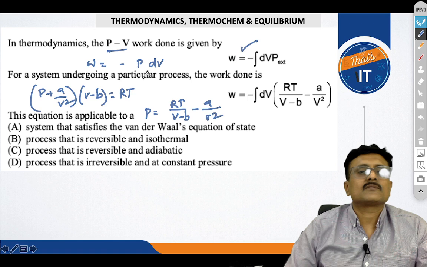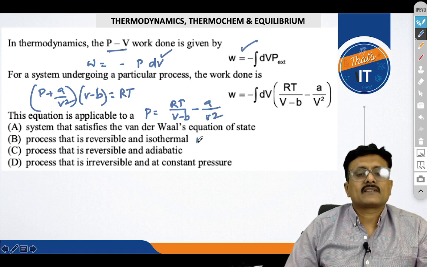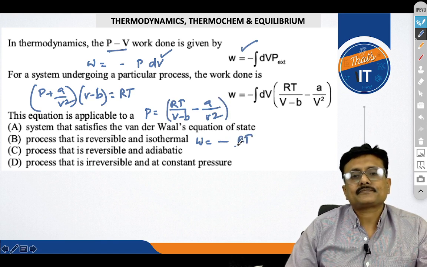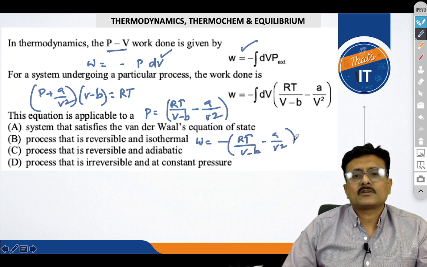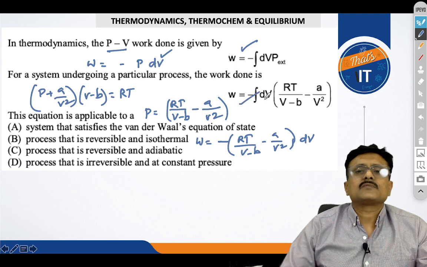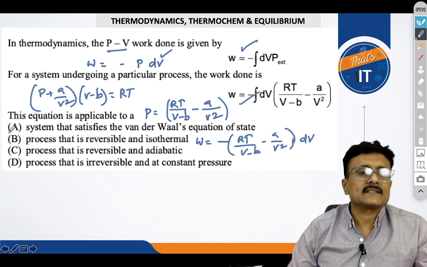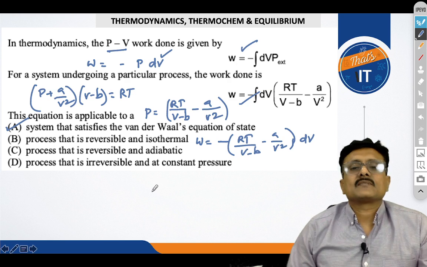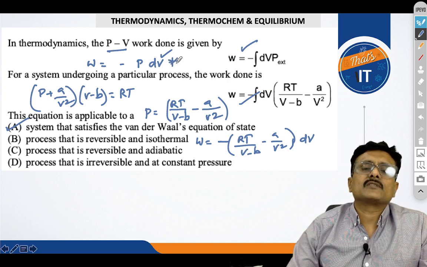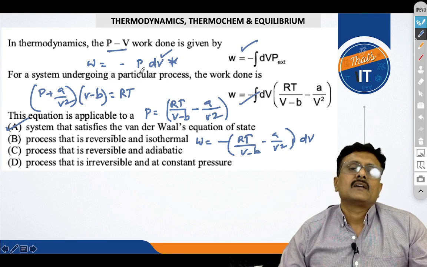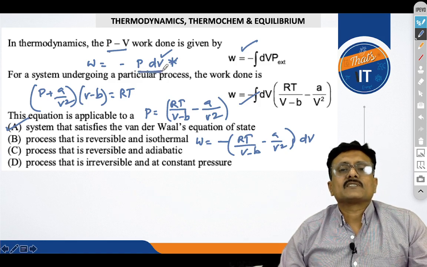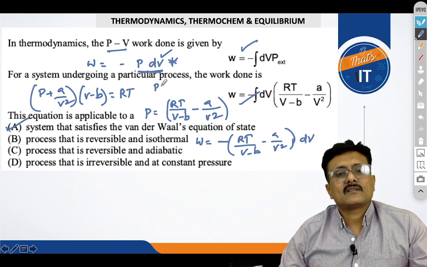So what you can do is substitute over here and rewrite the equation. Minus P, instead of P you can write the whole value, into dV. So this seems to be the equation for real gas. The process is reversible and isothermal. For any process, the work done due to the displacement, compression, expansion, we take it as negative in chemistry. So this is called force into displacement, or pressure volume work, right?